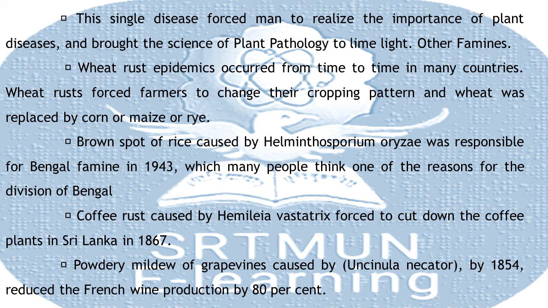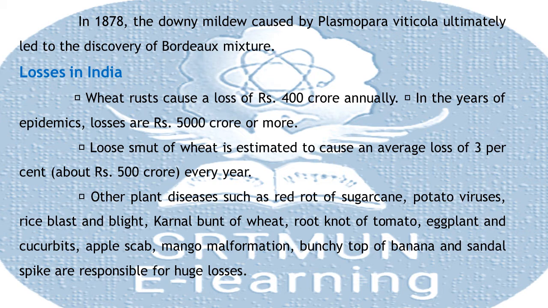Powdery mildew of grapevines caused by Uncinula necator by 1854 reduced French wine production by 80%. In 1878, the downy mildew caused by Plasmopara viticola ultimately led to the discovery of Bordeaux mixture.